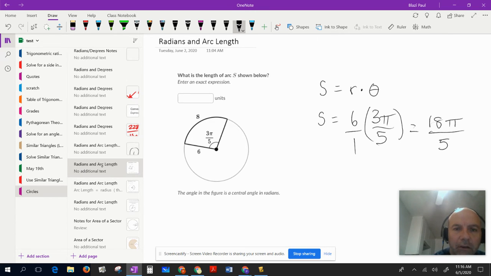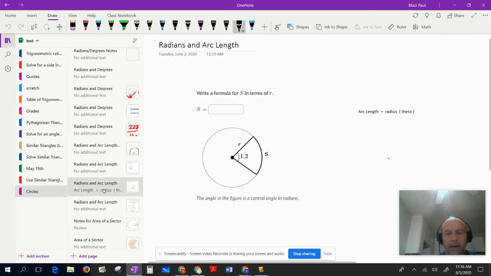So this is 18 pi over 5. You could write it like this in Khan Academy whenever you put it in. Okay, that's how they're going to want you to write it. Cool? So that's the length of this arc. That's the length of S there. All right, next. The next two are a little different.